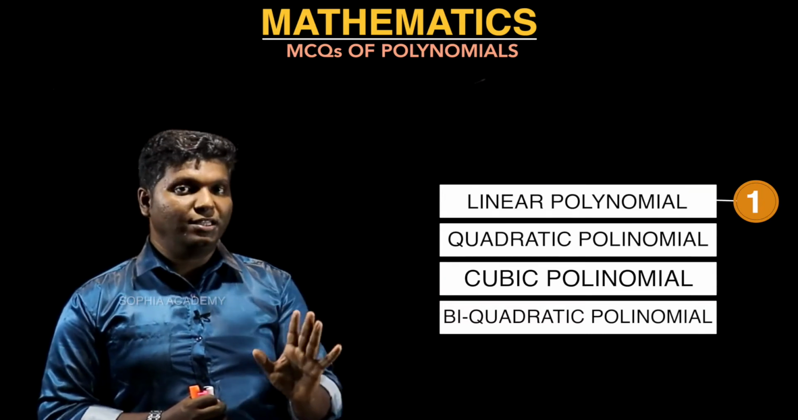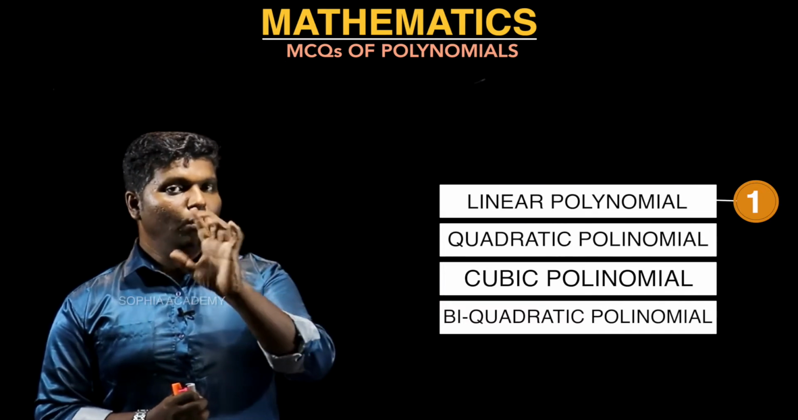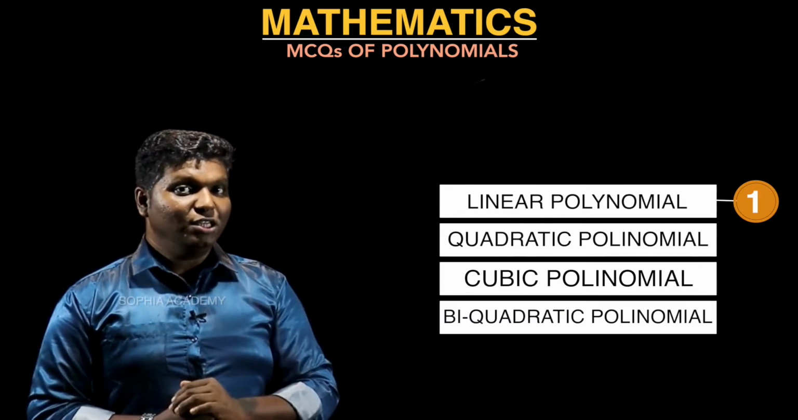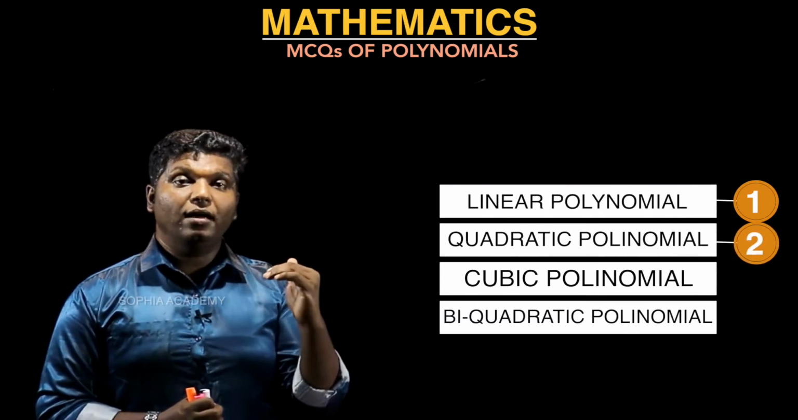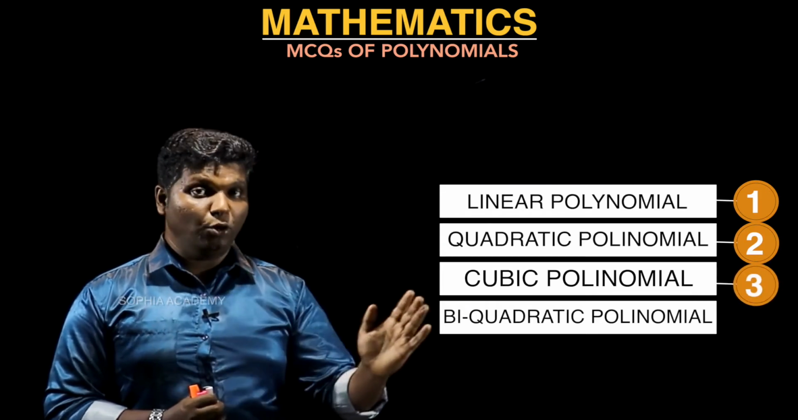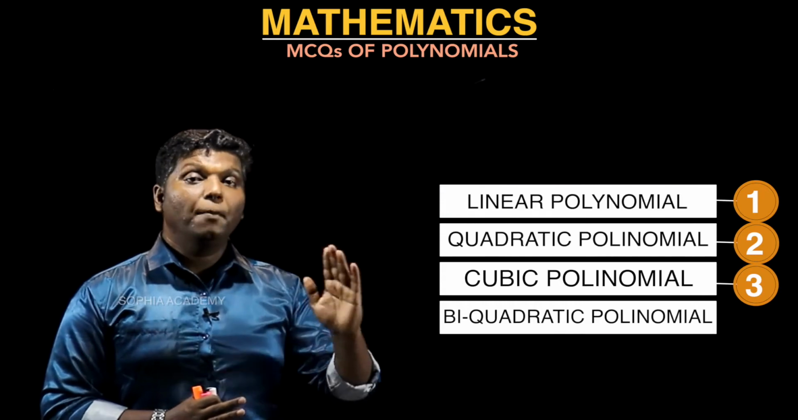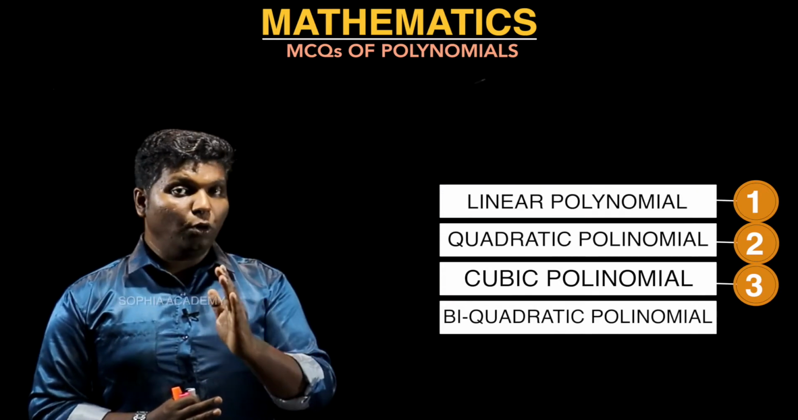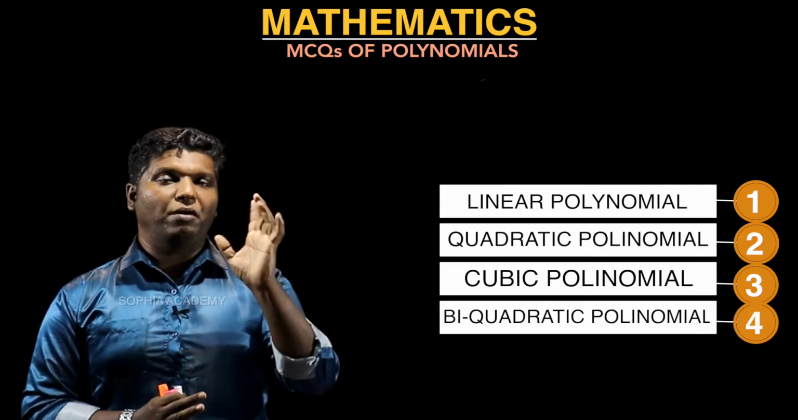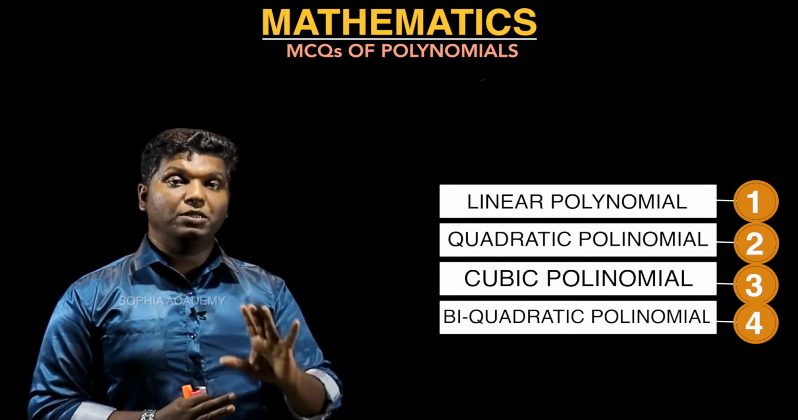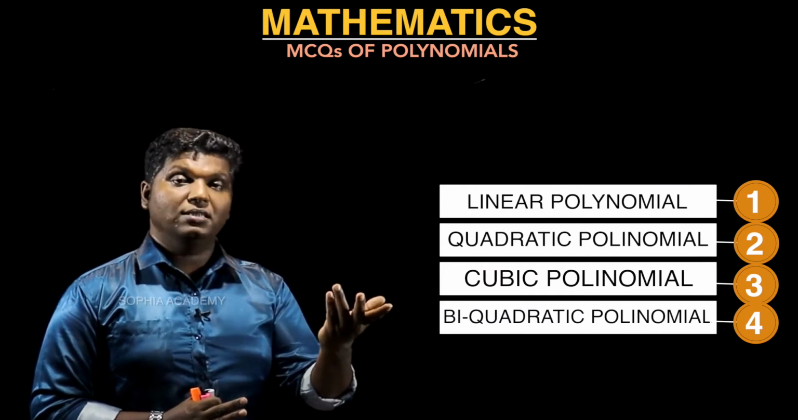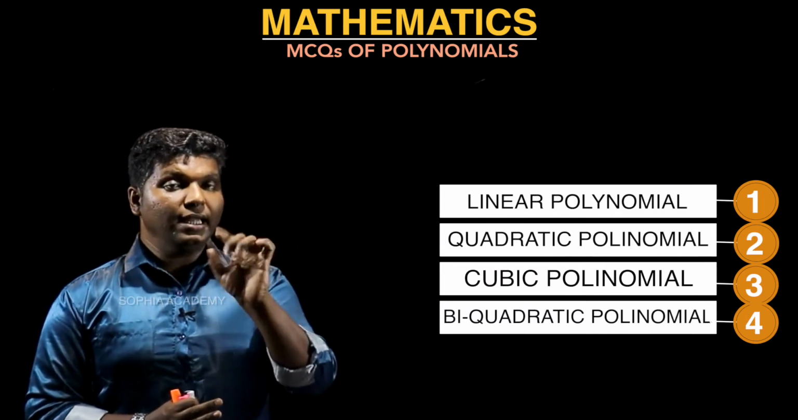Regarding the degree, they are classified into 4 types, namely linear polynomial, whose degree is 1. Second, quadratic polynomial, with degree 2. And if the degree is 3, that type of polynomial is classified under cubic polynomials. The fourth one is biquadratic polynomial, that means the polynomial whose power is 4. That means you have to check the variables and see which is the highest power, the highest exponent. That's what we call the degree of that polynomial.